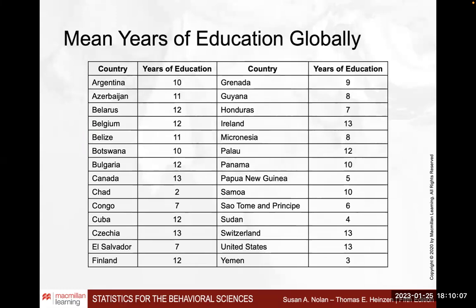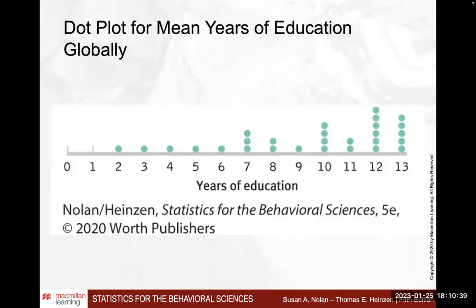So this is the example that Nolan and Heinzen show here. A dot plot is not very common to show, to be honest. But they're showing you this example, which is mean years of education globally. So you have Argentina to Yemen. You have the number of years students or adolescents in the country have received education, and that varies tremendously between the countries. And you see here the depiction of each individual entry as a dot.